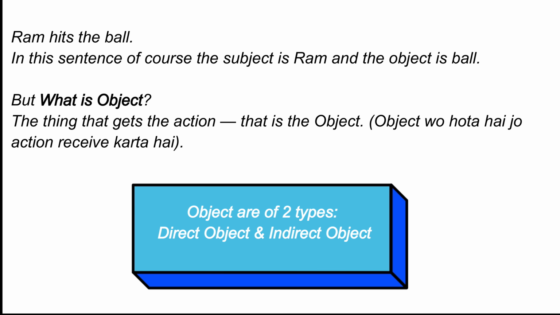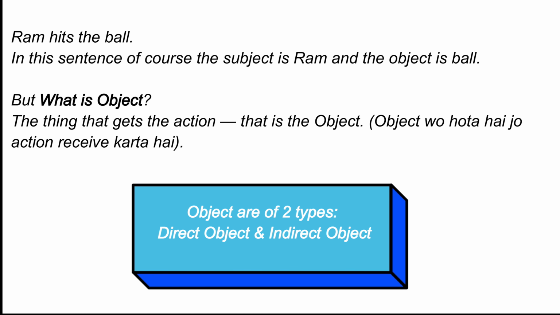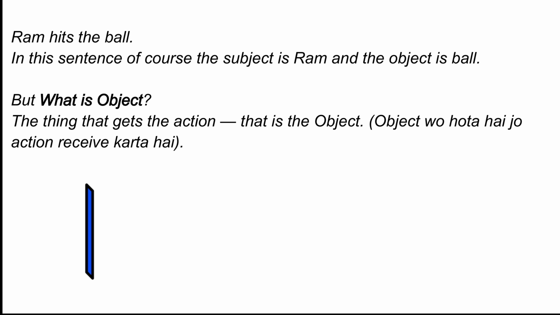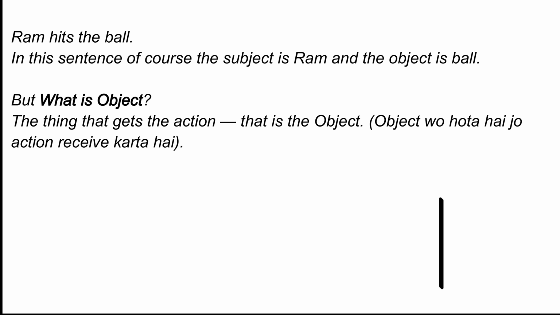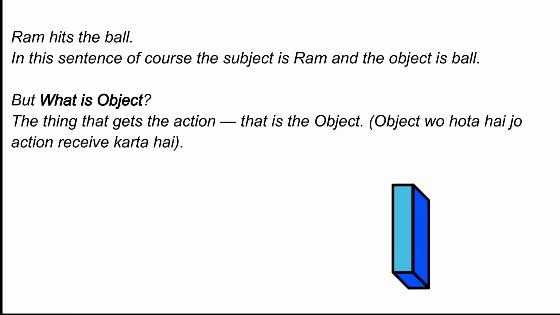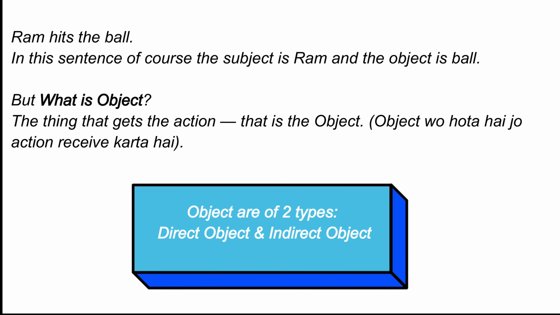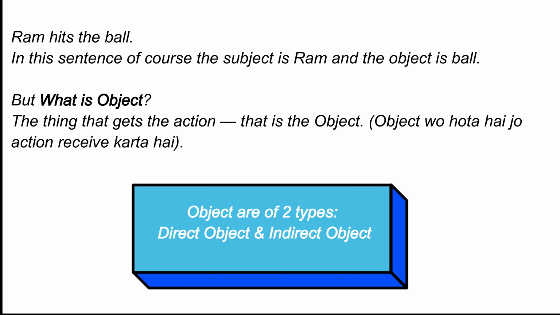Let's see a sentence first. Ram hits the ball. In the sentence, of course, the subject is Ram and the object is ball. But what is object? The thing that gets the action, that is the object. Object वो होता है जो action receive करता है. Objects are of two types, direct object and indirect object.